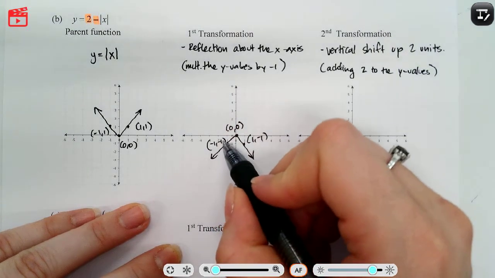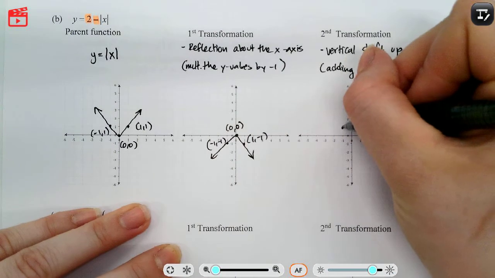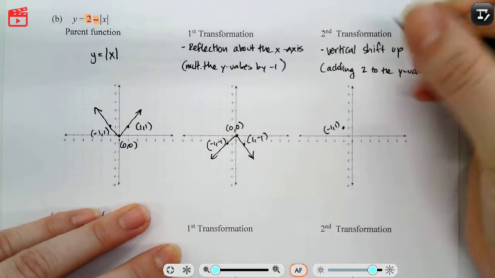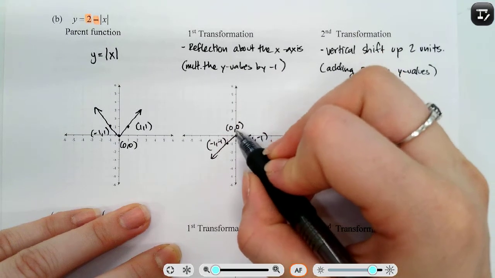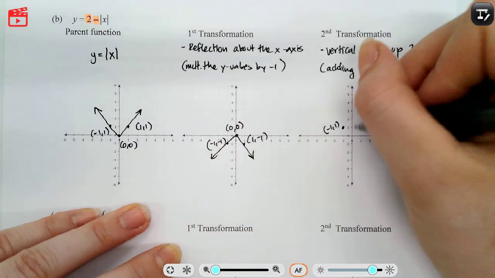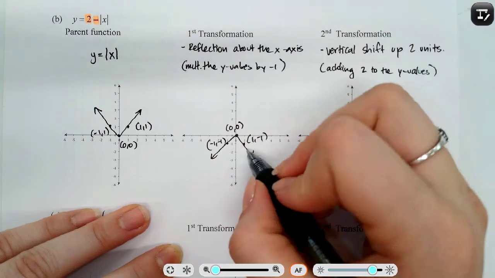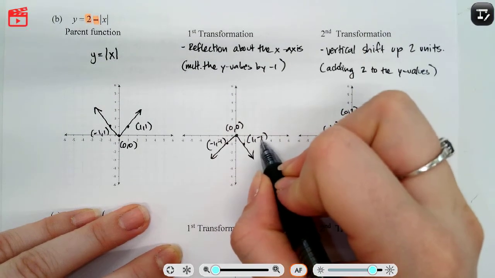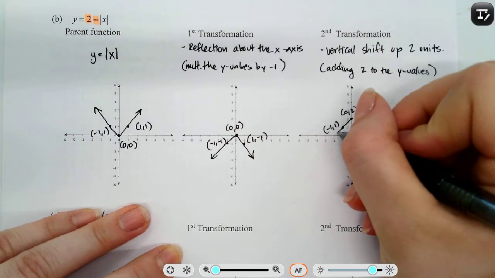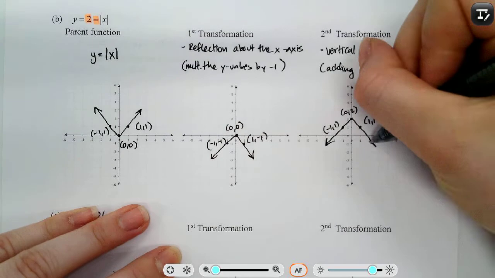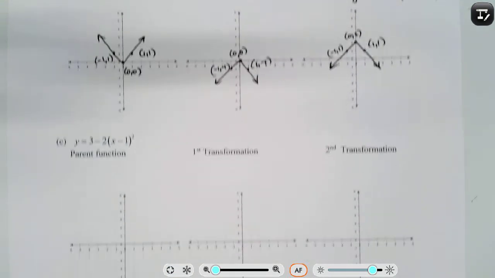So negative 1. Add 2 to that, that's going to be positive 1. So negative 1, 1. 0, comma 2, 0. Add 2 to the 0, and we get 0, 2. Adding 2 to the y value, we'll get 1, 1. Okay, and there we go, our final graph. Okay, next one.